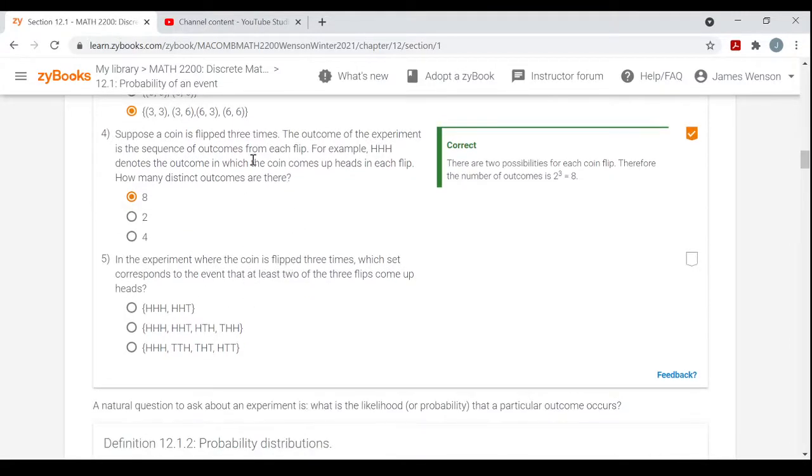In that experiment where the coin is flipped 3 times, which set corresponds to the event that at least 2 of the 3 flips come up heads? Well, this one. Every single outcome in here has at least 2 of the 3 outcomes being heads. Right. So again, hopefully you understand experiment, which is some procedure you're performing. An outcome is just a result of that procedure. One result. The set of all possible outcomes is the sample space, and then any subset of that sample space is an event.